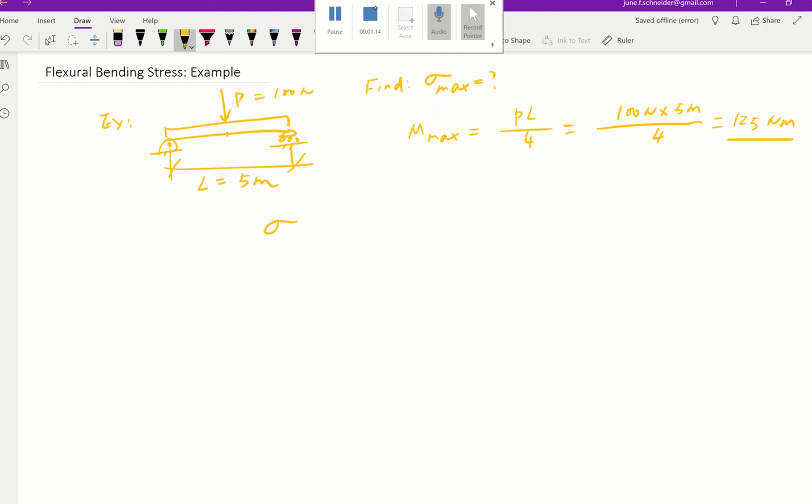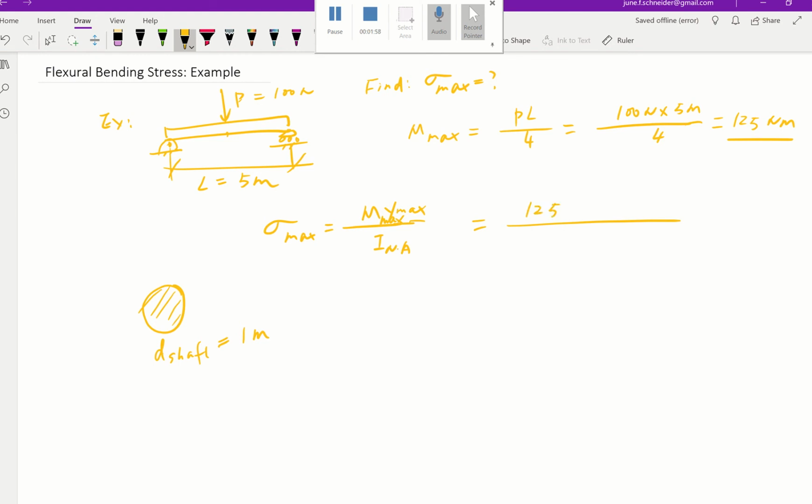Then we're going to use our flexural formula, which is My/I, and the M has to be the maximum, and this y has to be the maximum as well, and I is regarding the neutral axis. So in order to know the moment of inertia about the neutral axis, you have to know what the cross section of this beam looks like, and they give us a circular shape, and it's a shaft. So for this shaft, they give us a 1 meter diameter. Okay, then we're going to put it in this formula.